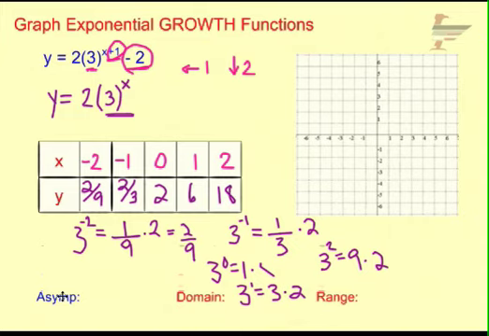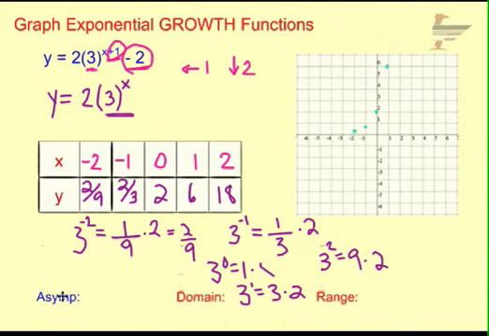So here we have all the points that we can plot. A -2, positive 2/9, that is going to be kind of close to 0, a little bit above it like that. -1 and 2/3 is 2/3 of the way up right there. 0 and 2. 1 and then up here to 6, and then 2 and the positive 18 is just off the graph. So here are our points.